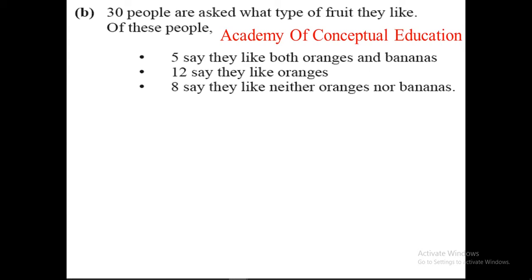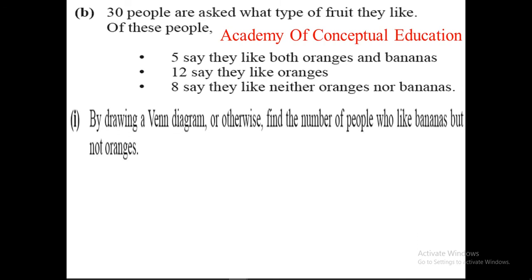This is part B of the same question. Now in this question you can see 30 people are asked what type of fruit they like. Of these people, 5 say that they like both oranges and bananas. 12 say they like oranges. 8 say they like neither oranges nor bananas. Now by drawing a Venn diagram or otherwise, find the number of people who like bananas but not oranges.